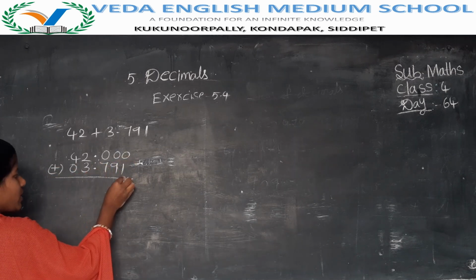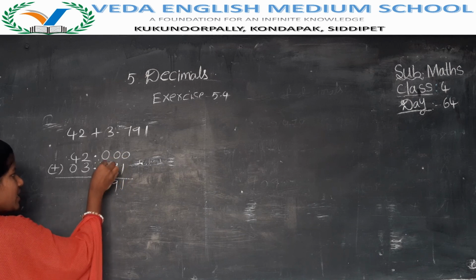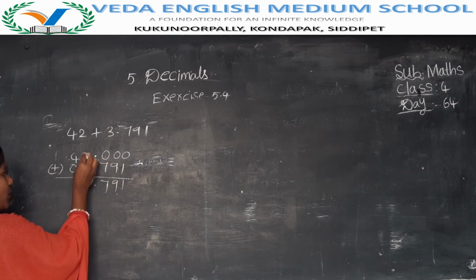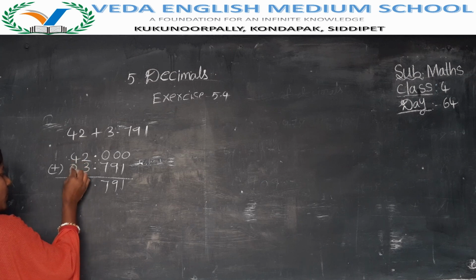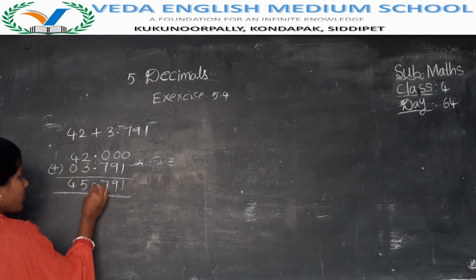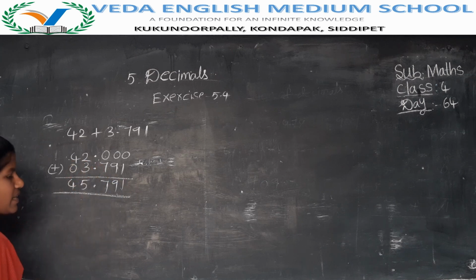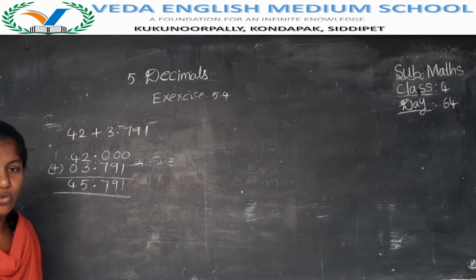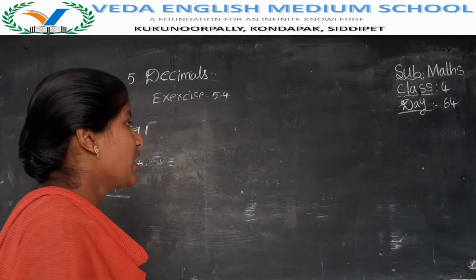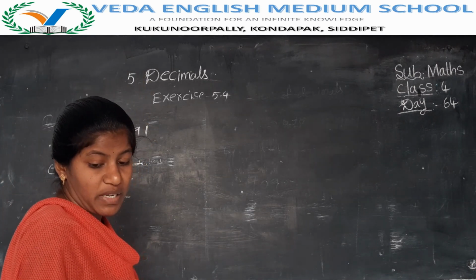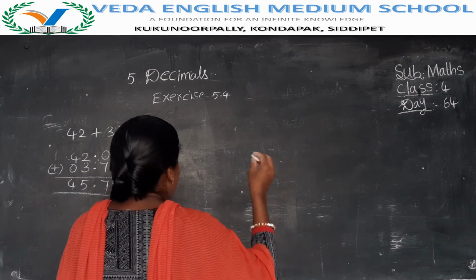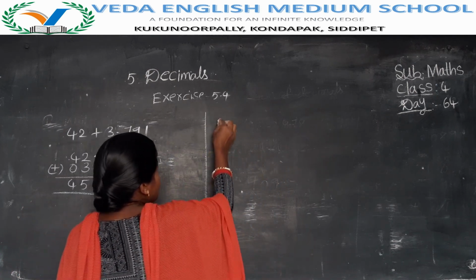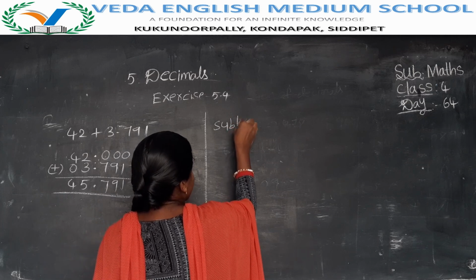Now it is 0 plus 1 is 1, 0 plus 9 is 9, 0 plus 7 is 7, 2 plus 3 is 5, 4 plus 0 is 4. Now it is 49.791 is the answer. Understand? Like this you have to go for addition of decimals. Next, subtraction of decimals. Subtraction of decimals means here you have to do subtraction.